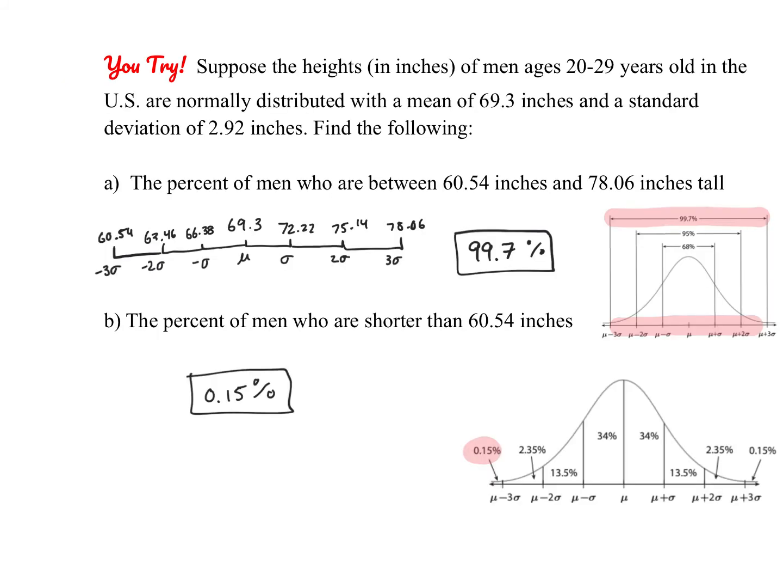All right, go ahead and check your work here. So here you can see we have the mean of 69.3, and then I just added multiples of our standard deviation to see these different breakdowns. And so from 60.54 to 78.06, that's within 3 standard deviations. So that's 99.7% of the population. And then shorter than 60.54, which was 3 standard deviations to the left, everything to the left of that is just 0.15% of the population.